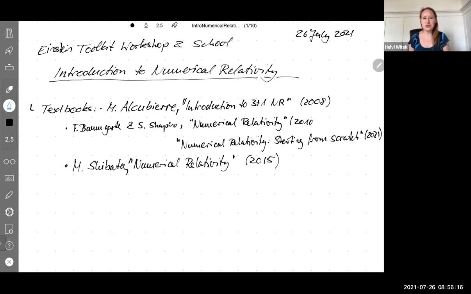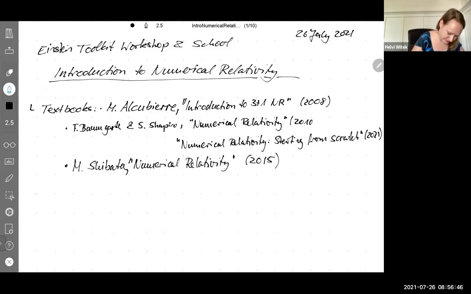So if you want to learn more, if you want to go into the details, here are some excellent textbooks by Miguel Alcubierre, by Thomas Baumgarte and Stu Shapiro, who had a recent new book that was published in spring, and Masaru Shibata as well. So if you want to learn any of the details, I strongly recommend these books.